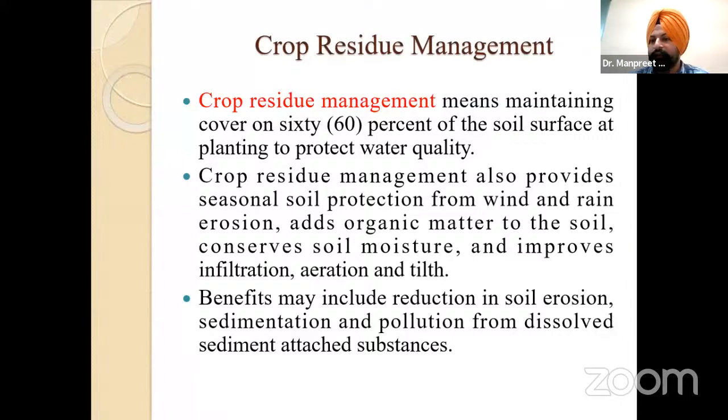So basically, crop residue management is maintaining 60% of the cover on the soil surface. Then crop residue also provides seasonal crop protection.